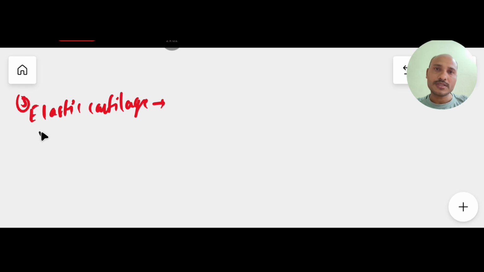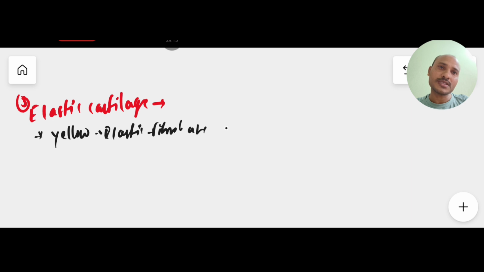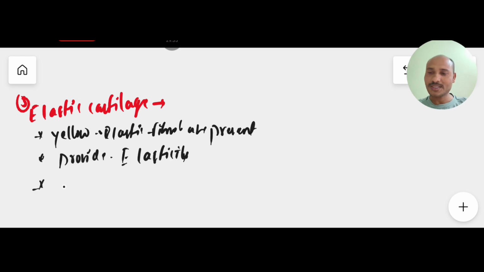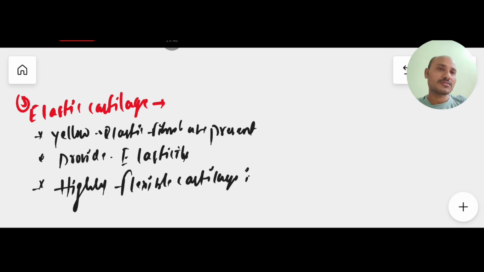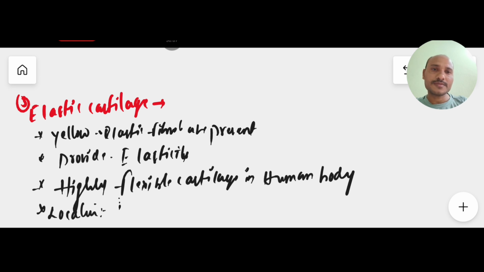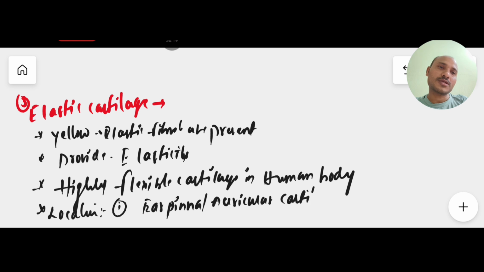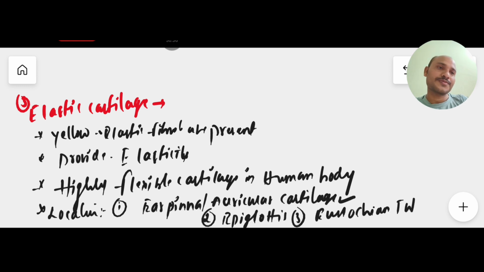Elastic cartilage, the third one. In this, yellow elastic fibers are present and they provide elasticity. It is the most flexible cartilage in the human body. Now coming to the location of elastic cartilage, it is present at different locations, like the ear pinna, also called auricular cartilage, the epiglottis, and the eustachian tubes. So these are the various places where we have seen this type of elastic cartilage.